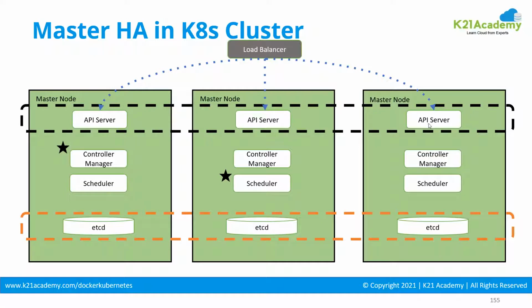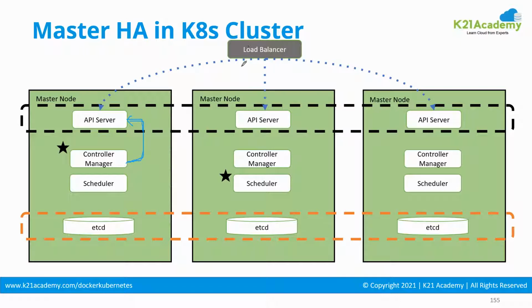Let me explain it this way. That will show you all the endpoints, right? But out of those endpoints, which endpoint is master? See, basically, if this controller manager is leader now, its endpoint will be available only here.